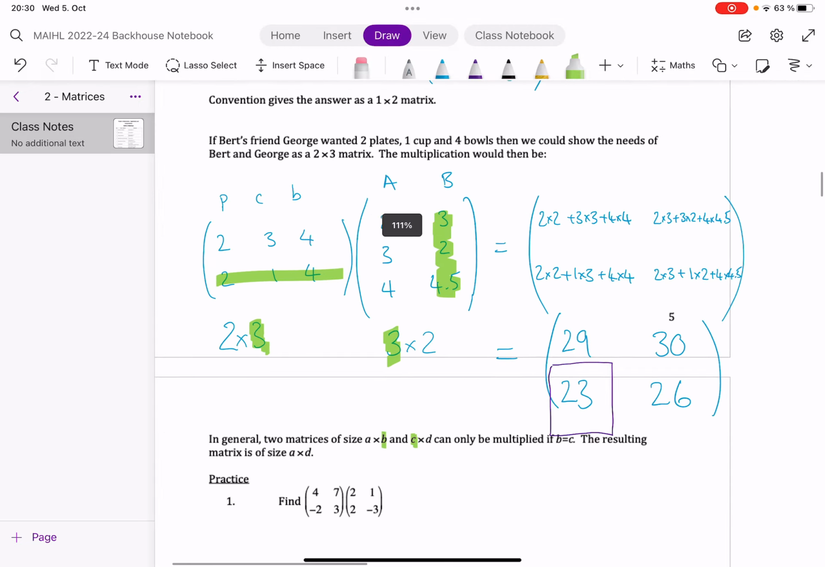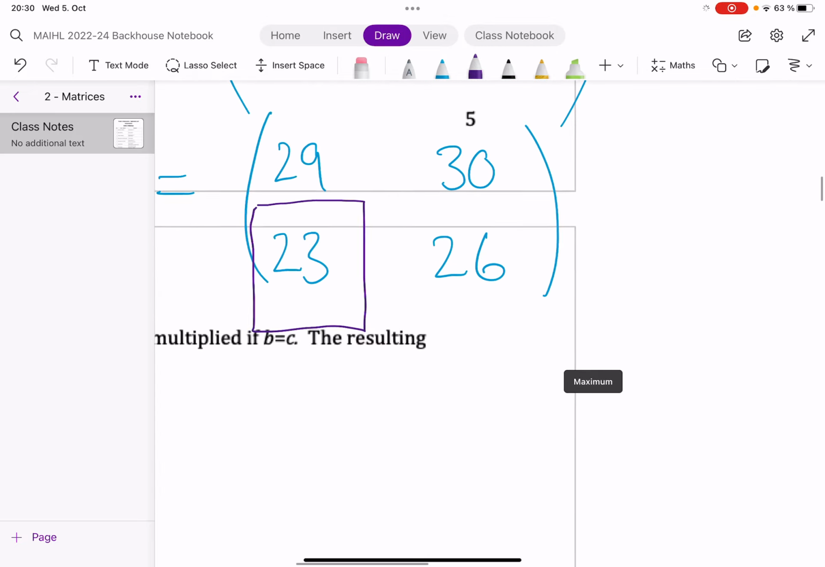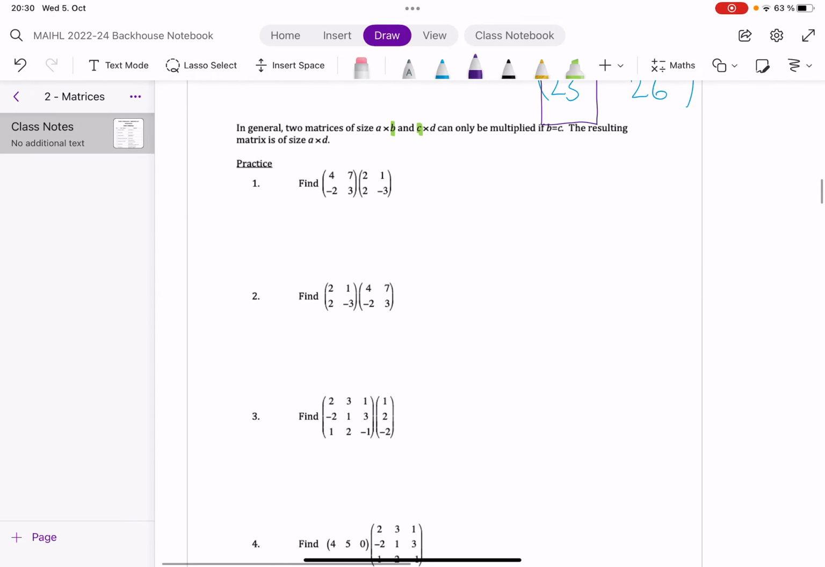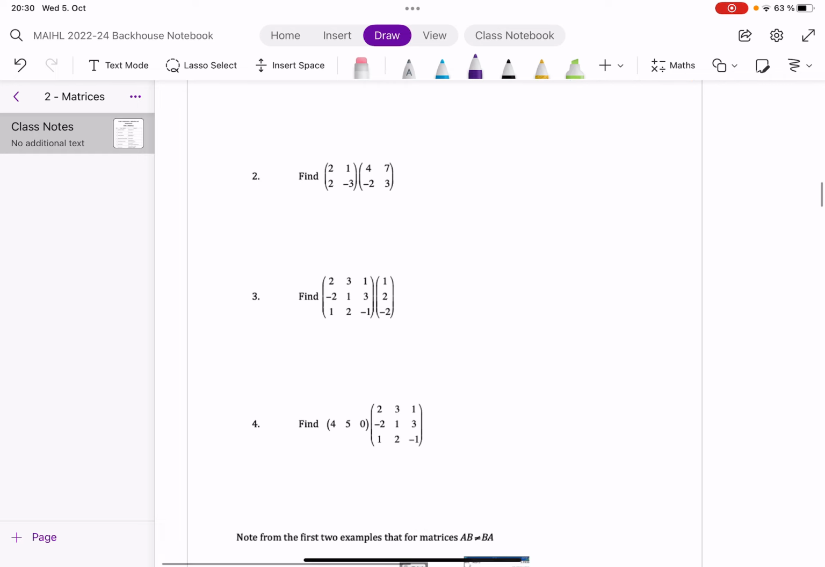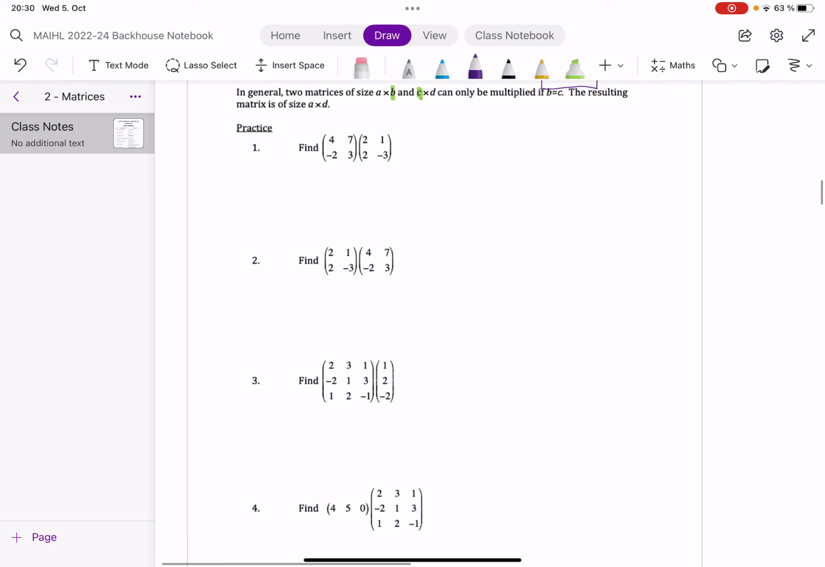Okay, so if we look at the last example, this is the B position, and this is C, they match, and the answer is an A by D matrix, a 2 by 2 matrix. That's what we ended up with. That was our answer matrix there. All right, I suggest you stop and you have a go at answering these, then check on OneNote for your answers.